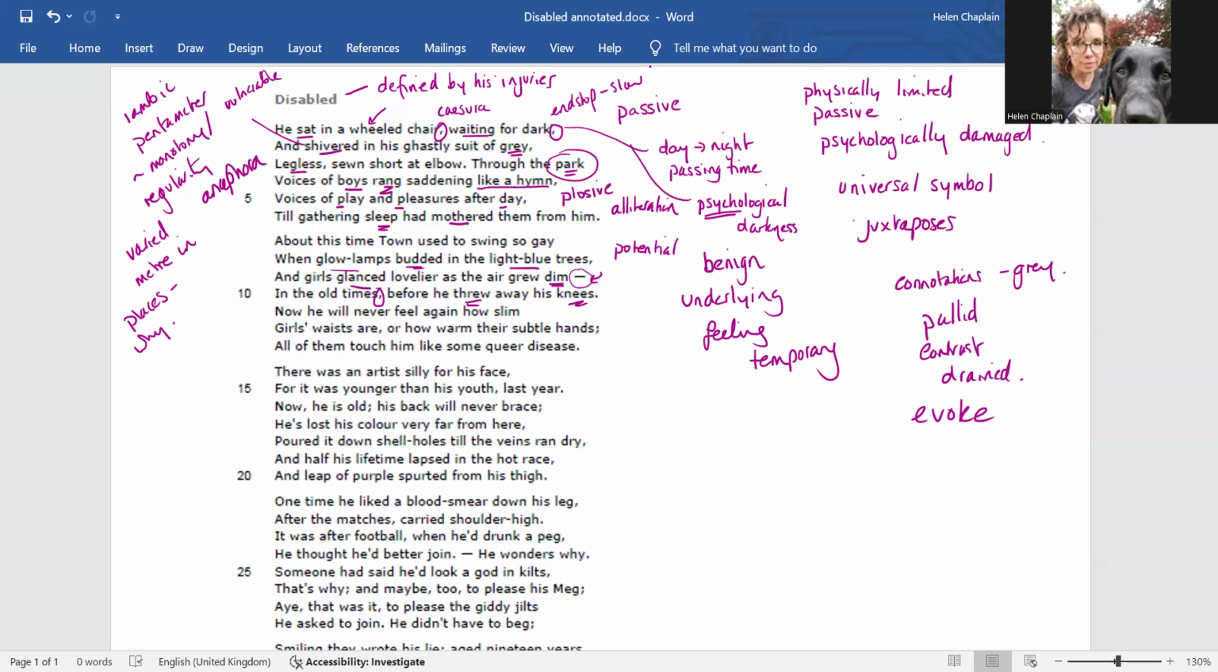And then we flick back into the present day to say now he will never feel again how slim girls' waists are or how warm their subtle hands. It's this idea that he won't dance, and using dance as a kind of symbol for that grace and elegance and togetherness, and again possibility. It's that coming together, that movement within another human being, because now all of the girls touch him like he has a sort of strange disease.